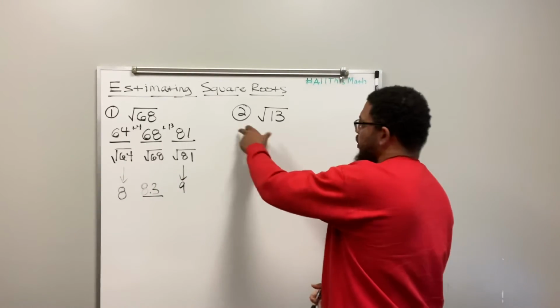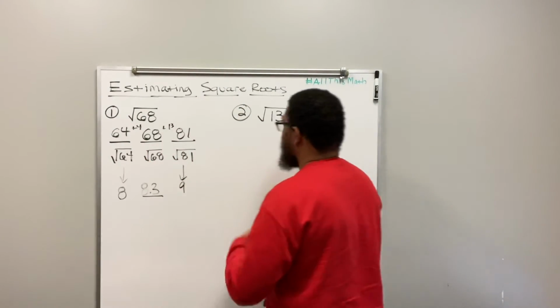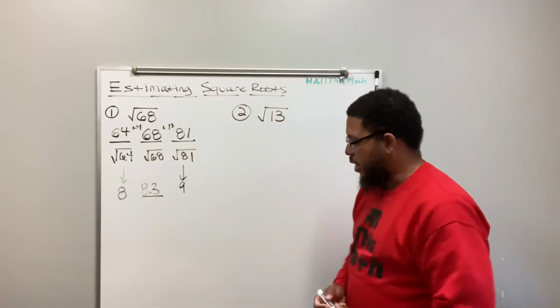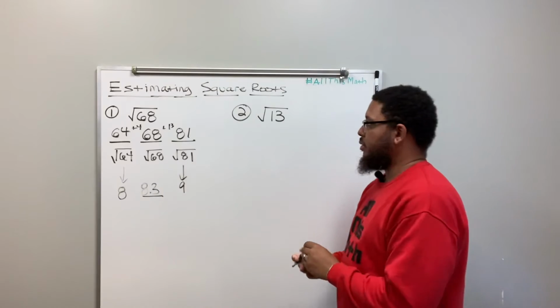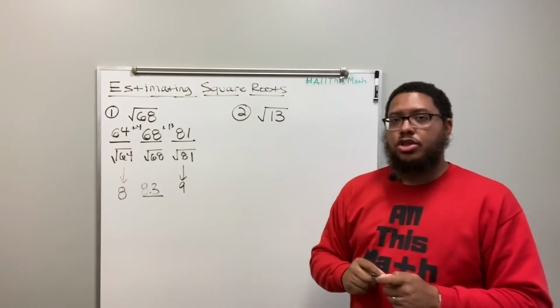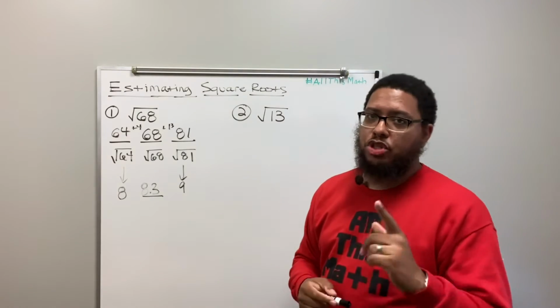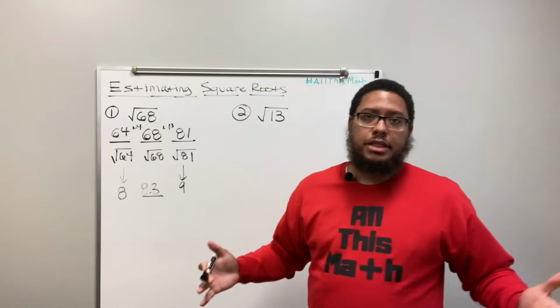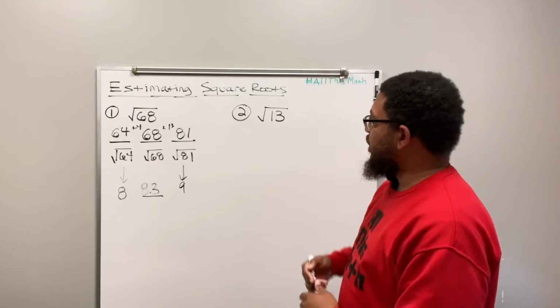All right, now instead of me recapping what I did in number 1, let's go over to another example. Let's look at another number, the square root of 13. Now let's follow our same steps. First, before I write anything down, is 13 a perfect square? That's our first question. The answer is no. 13 is not a perfect square. We know that.